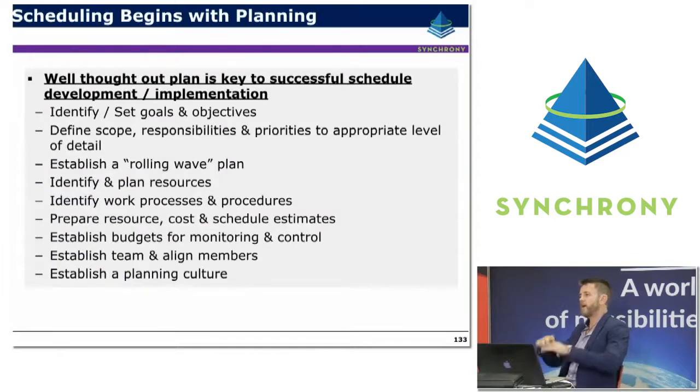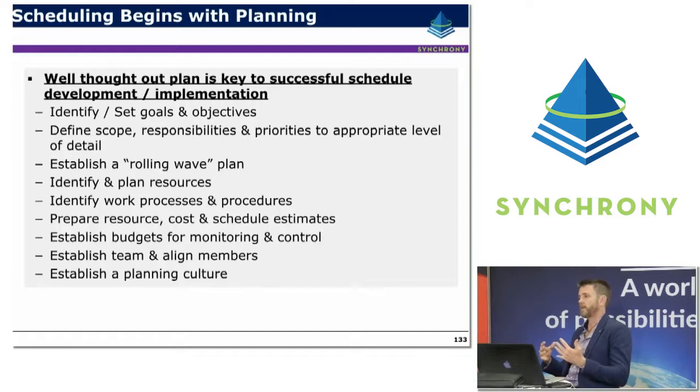Okay, so that's the overall earned value management philosophy, and we've spoken a little bit about planning versus scheduling. I'm going to go into a little bit more detail now about the relationship between scheduling and planning. So basically, a well thought out plan is the key to the development and implementation of earned value management. It's about identifying, setting goals and objectives, defining the scope, responsibilities and priorities to the appropriate level of detail, establishing a rolling wave plan. So that's part of the planning process itself.